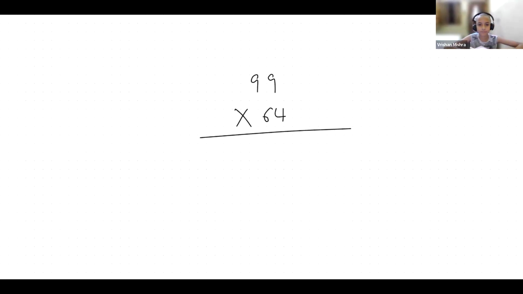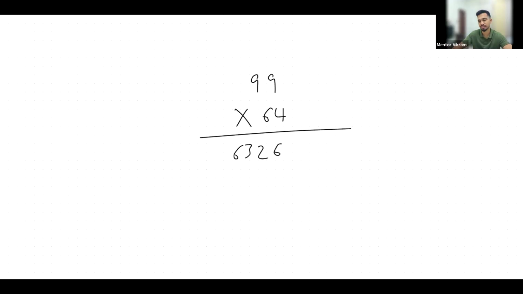Done. What's the answer? 6326. 6326, yes. Are you sure? Which part has the maximum possibility of making mistakes?